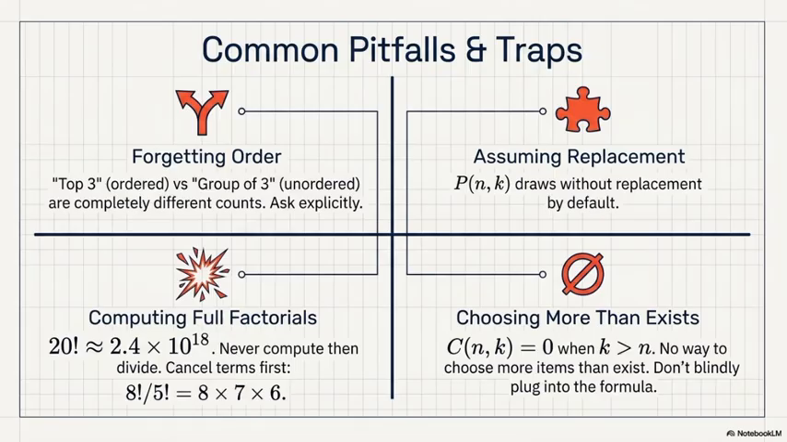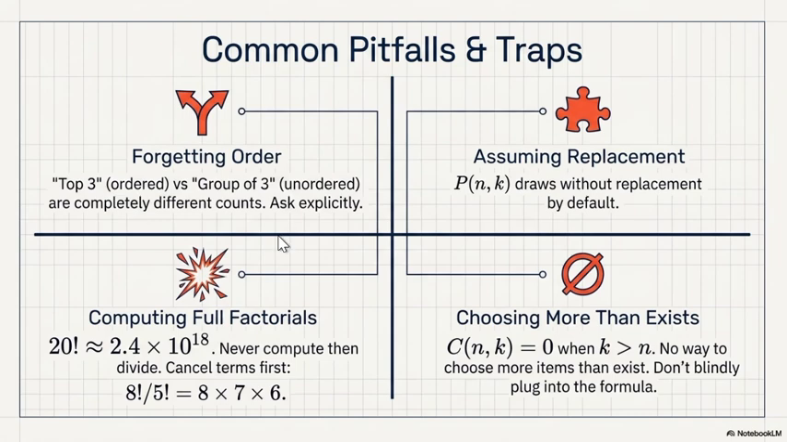One more thing: nCk is equal to zero when k is greater than n. There's no way to choose more items than actually exist. Students sometimes plug in and get nonsense instead of recognizing it's zero by definition.